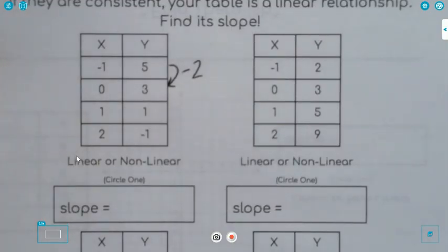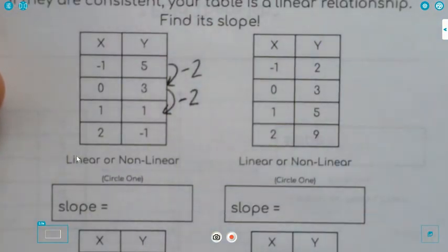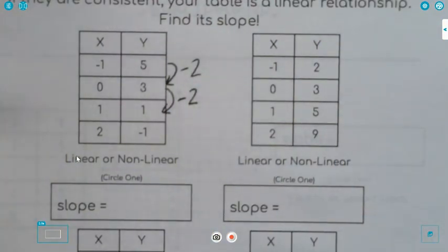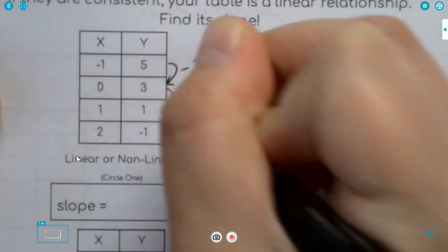From 3 to 1, how much am I going down? 2. I'm going down 2 there as well. And then from 1 to negative 1. How do I get from 1 to negative 1? Minus 2 again. So my change in my y values is all consistent.